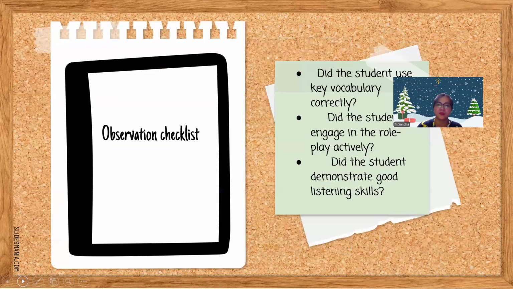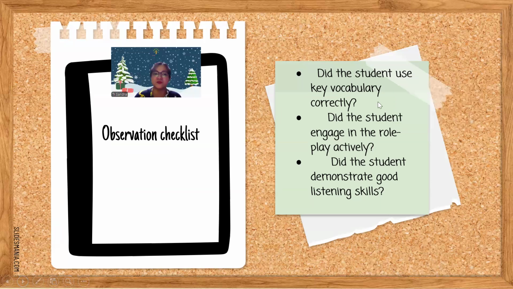This is just an example of an observation checklist. When you are observing your students' performance, we have to think of: did the student use key vocabulary correctly, did the student engage in the role play activity, or did the student demonstrate good listening skills? These are the observation checklists.